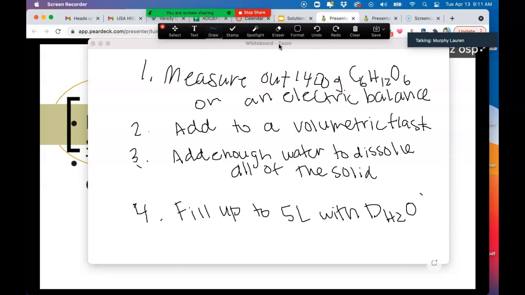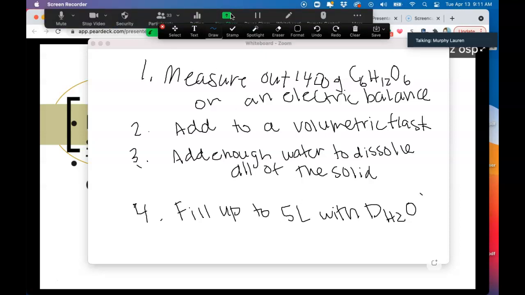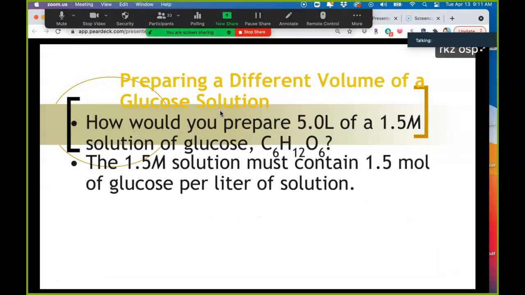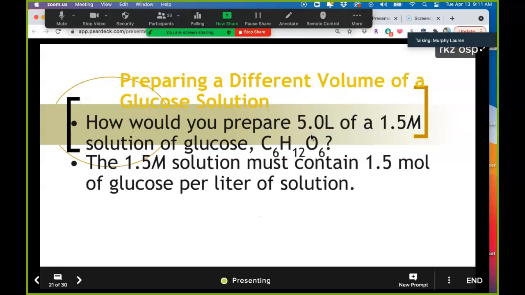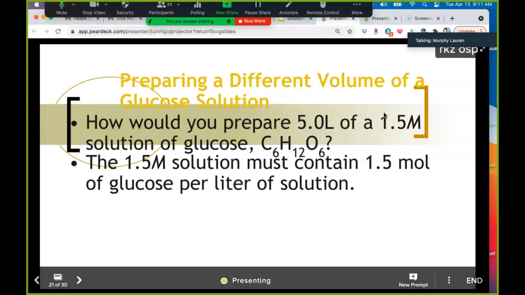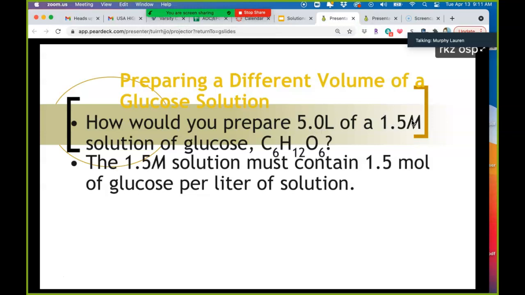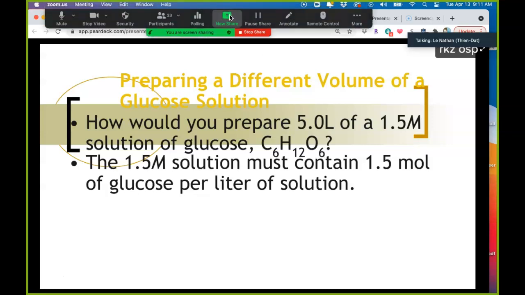So the math isn't really new so far. What's new is how to actually describe how we're applying the math. So if you do this, what has happened? You have created a sugar solution, glucose. You have 5 liters of it, and its concentration is 1.5 molar if you do these steps right. I wasn't done writing down the steps.